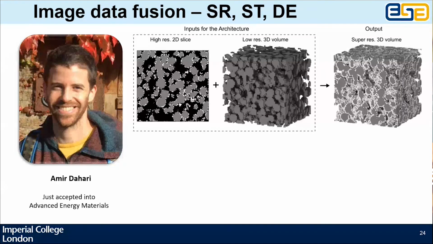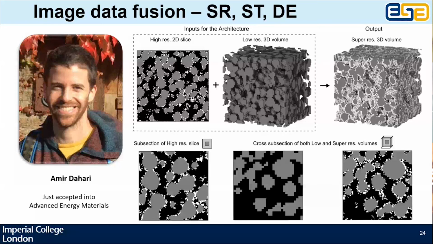So we have developed a data fusion technique that combines super resolution, style transfer, and dimensionality expansion to combine these two different data types into a super resolved data set, which is the image on the right-hand side. So on the bottom row, on the left-hand side is an arbitrary region of our high-resolution segmented 2D data set. On the bottom row in the middle is a particular region of the low-resolution 3D two-phase data set, and on the bottom right is the super resolved or data fused region.